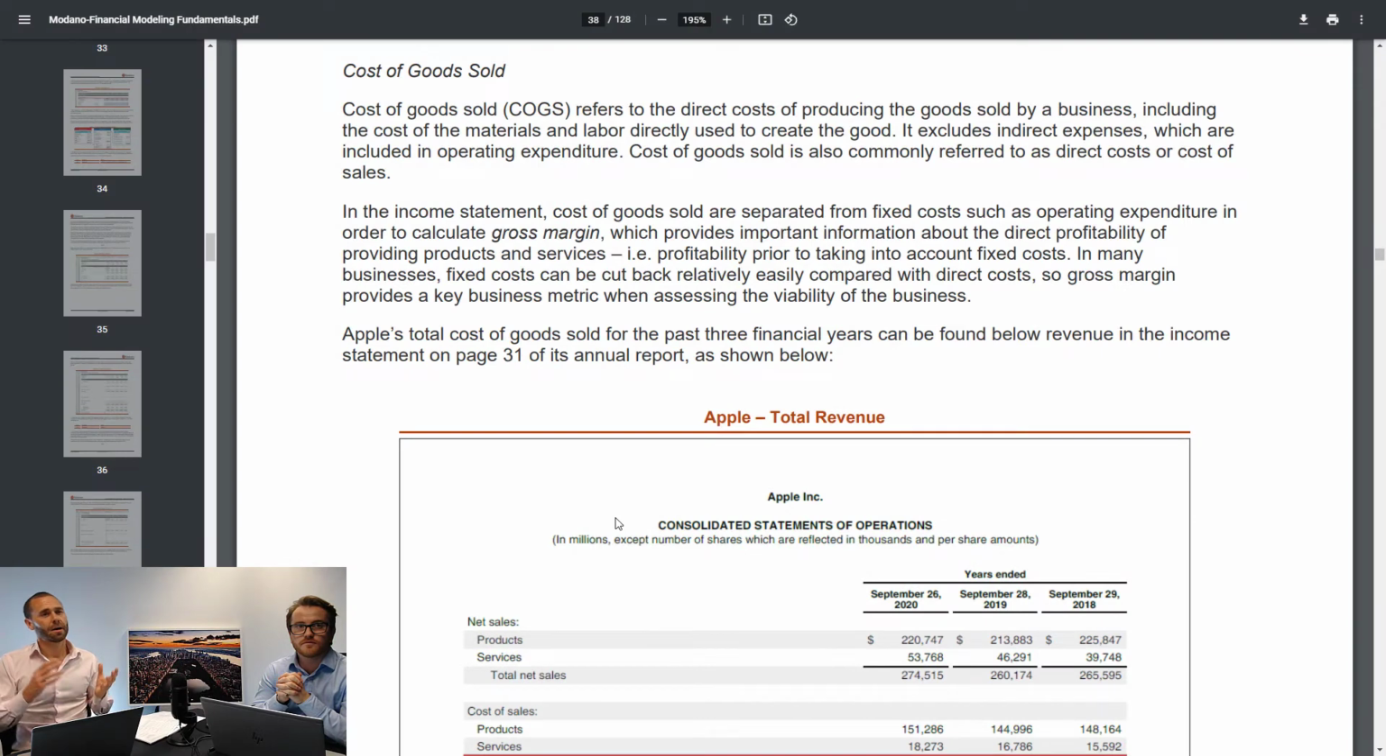Now COGS is much more complicated in reality. So if you look at how you model a real business, let's assume you've got, say, a chocolate bar business. You would actually have raw materials. You'd have to package that. You'd have to ship it. There'd be a whole lot of direct costs that you'd include.